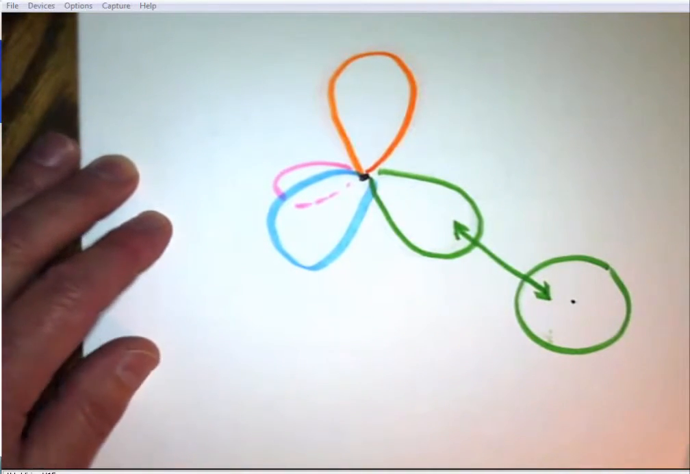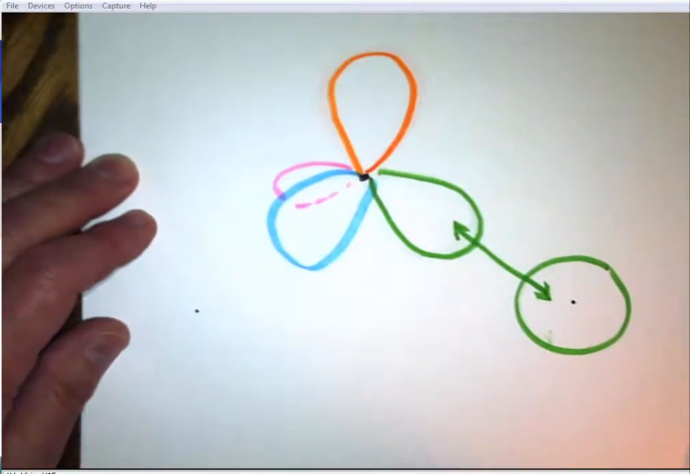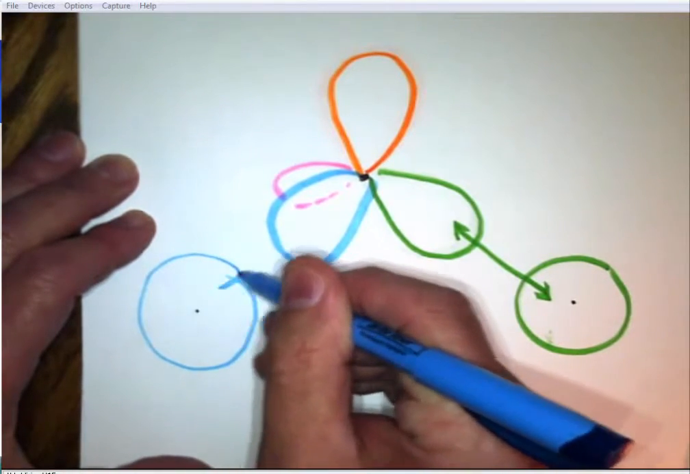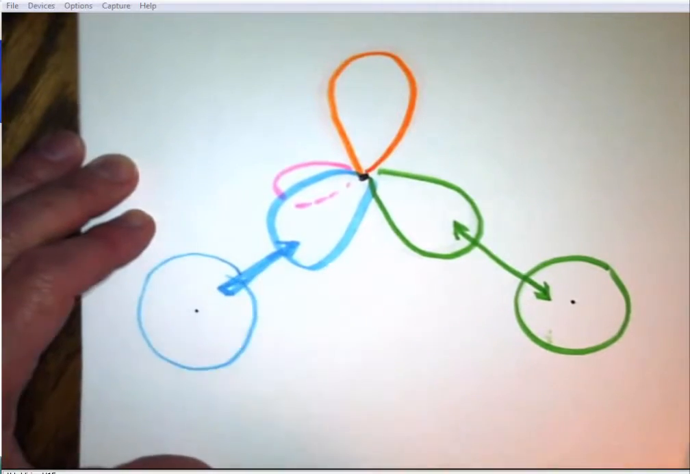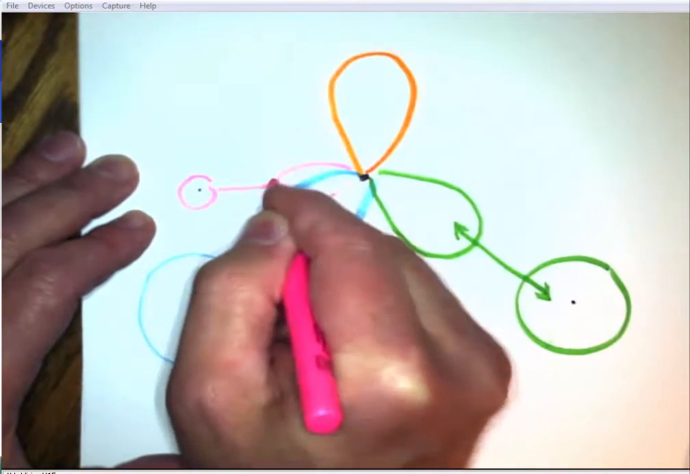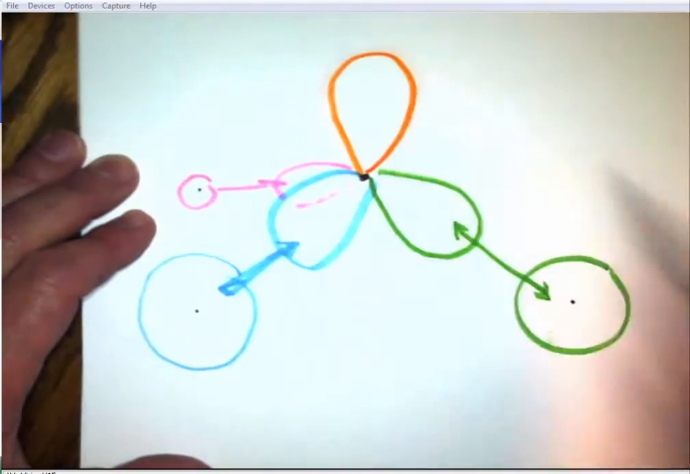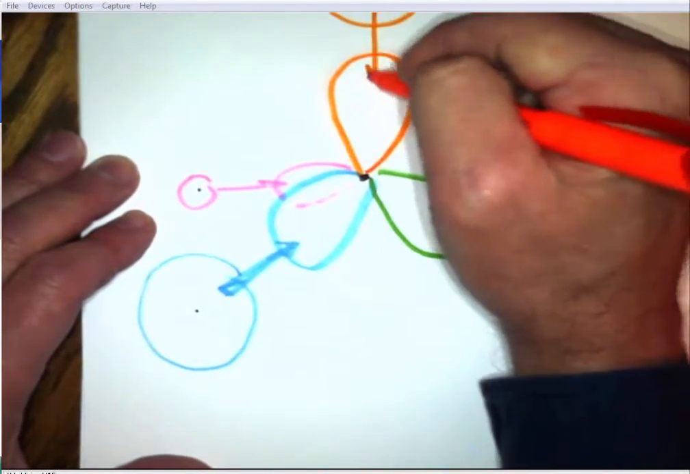And we could have another hydrogen down here, or actually out in front, that is sharing, and one back behind here that is sharing, and one up here at the top that is sharing overlapping orbitals. Okay?